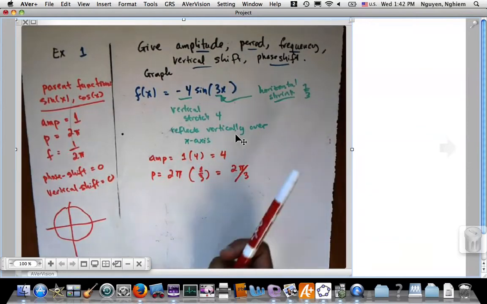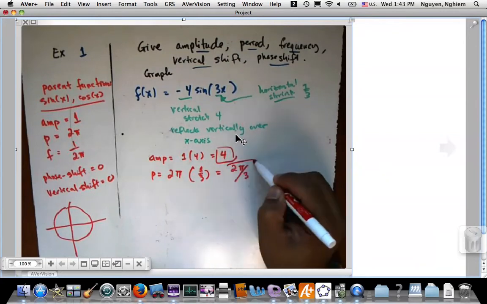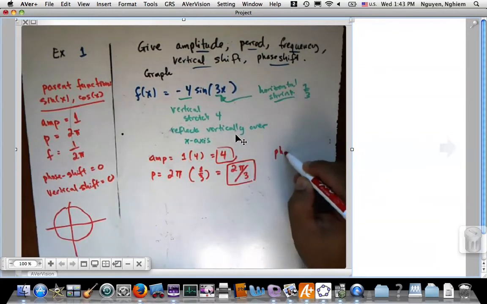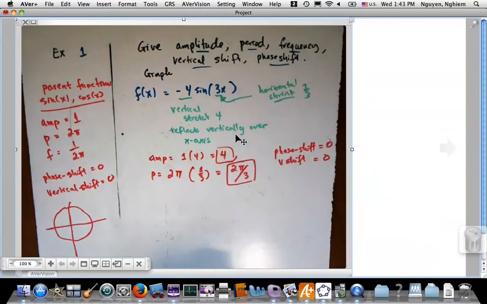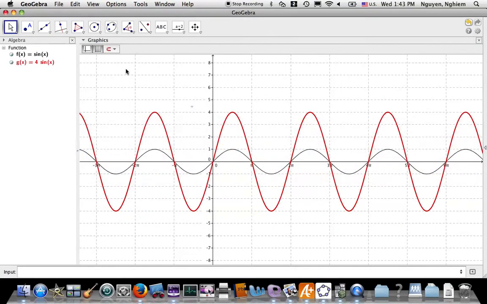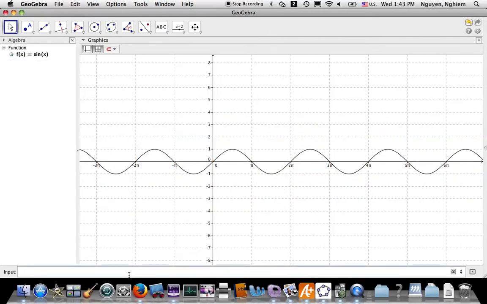It's not doing anything, it's not adding anything, so there's no shift up and down any way, shape, or form. So we can say for now that the phase shift, okay, and the vertical shift are both equal to 0, because we're not adding anything to the outside or to the inside of the function. Okay. And so let's graph this, and you can see a better picture of what I mean. So we are going to graph -4 sine 3x.